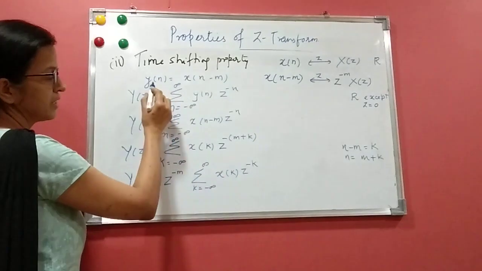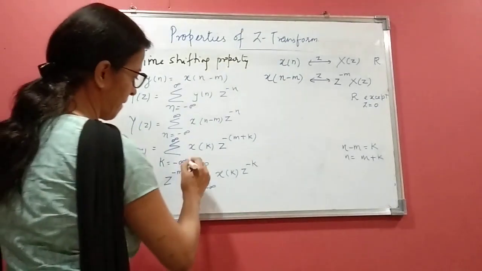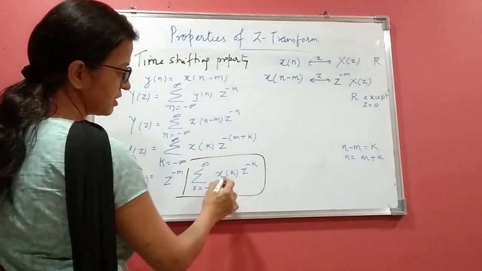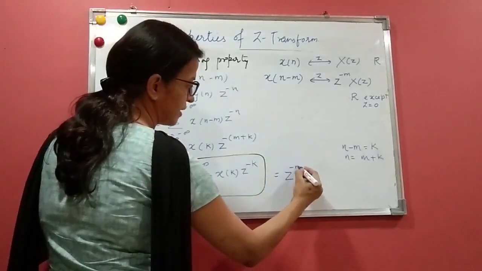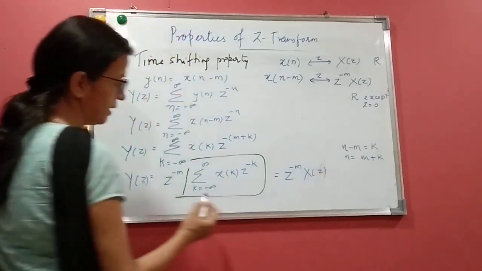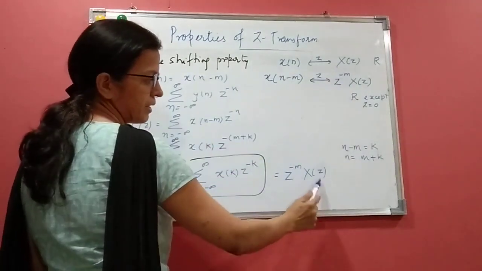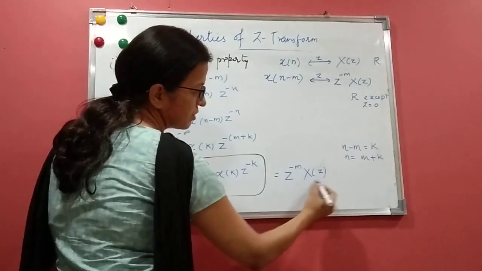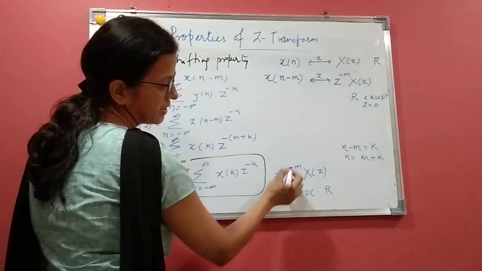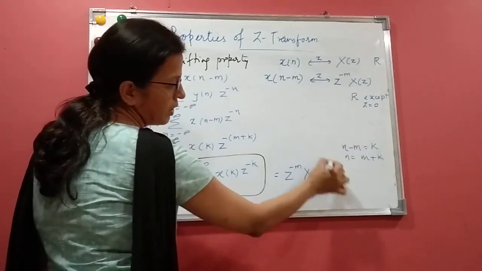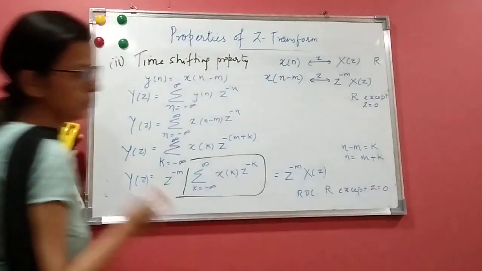Y of z is the Z transform of x of n minus m. If you look into this, summation x of k z raised to minus k is x of z. So I can write this as z raised to minus m x of z. That means the Z transform of x of n minus m is z raised to minus m x of z. If the ROC of x of z is R, R will be the same here, because x of z is multiplied by z raised to minus m. If z becomes 0, this whole term will become infinite. So the ROC is except z equals 0.